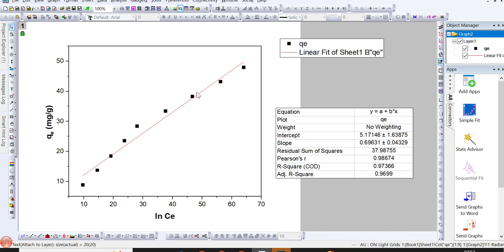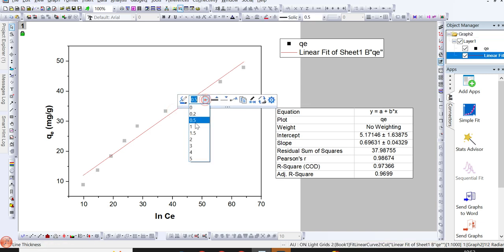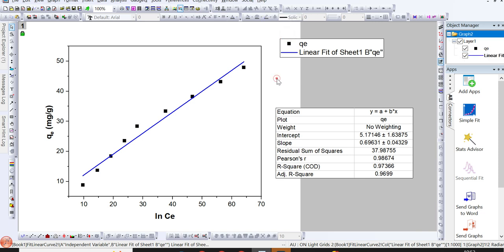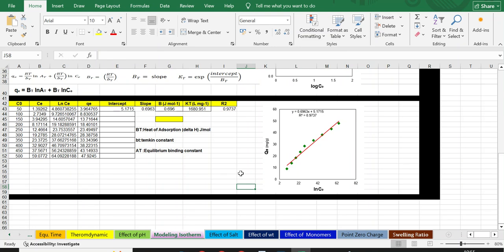And here you can edit the size and color of the line as well. This is the trend line of your graph and you can edit it according to your style. I will keep it as blue color. Okay, so this is the Temkin isotherm model and its linear fitting. From slope and intercept values you can calculate the constants of the Temkin isotherm model. So here we go to its Excel sheet to see how we can calculate its constants from slope and intercept.